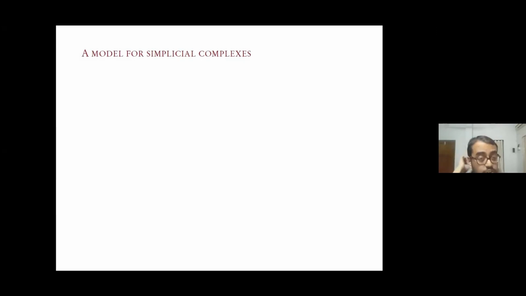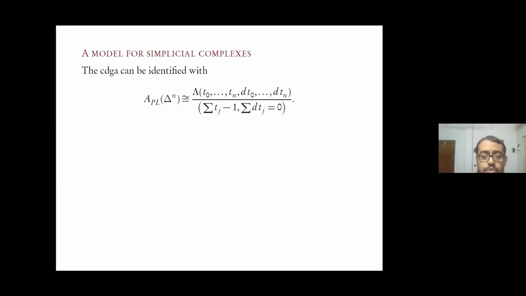Yeah, so before I talk about a model for simplicial complexes, I want to point this out, because if you're reading, for example, the book Algebraic Models in Geometry, this is how they start to define this, which might seem a bit less geometric than the definition I gave you, but it's the same. So essentially, one could abstractly define APL of delta n to be the CDGA, which is, just think of this as a formal thing.